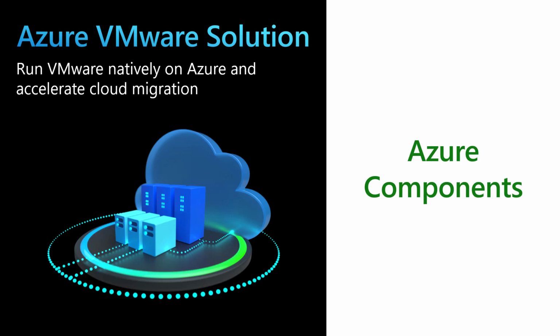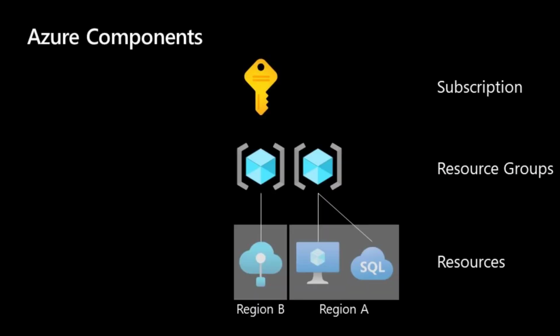Azure VMware Solution, Azure Components. So the diagram on the screen probably looks very familiar. It's your typical Azure hierarchy, high level. You have your subscription, under your subscription, your resource groups, and then the resources that are organized into resource groups.